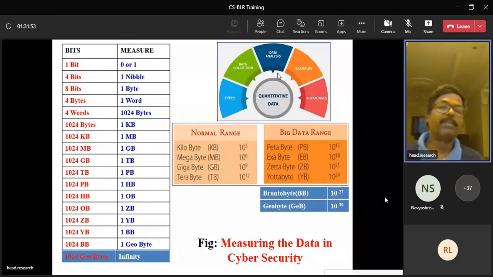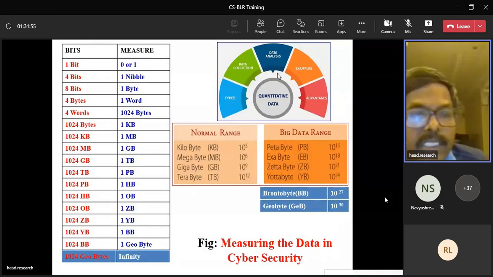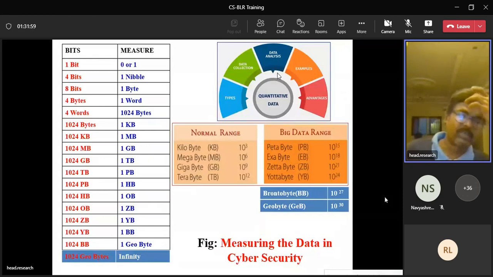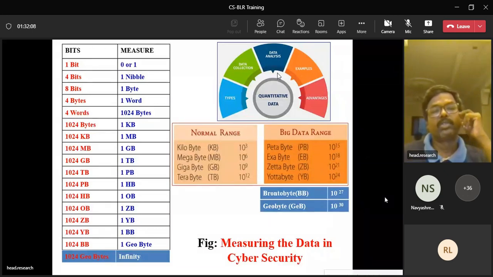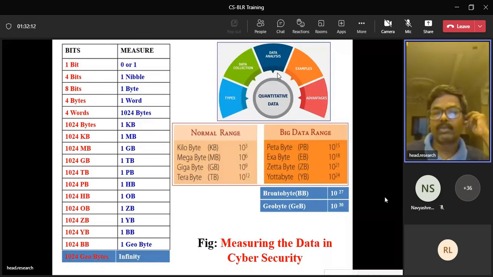Now see, 1 bit is equal to 0 or 1, 4 bits is equal to 1 nibble, 8 bits is equal to 1 byte, 1024 bytes is equal to 1 kilobyte, 1024 kilobytes is equal to 1 megabyte. After that, gigabytes, terabytes, petabytes, exabytes, zettabytes, yottabytes, and so on, after that infinity.